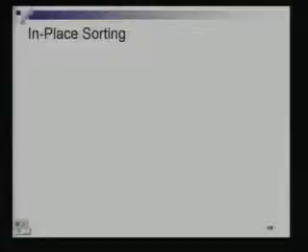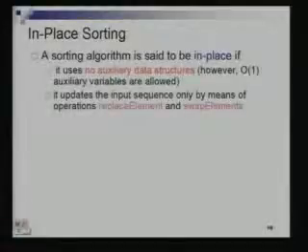Yes? You're going to get one question from this in the exam. Okay, in place sorting. Yes? You want to know what the question is?